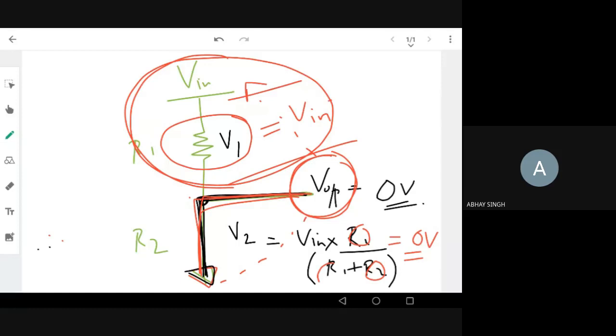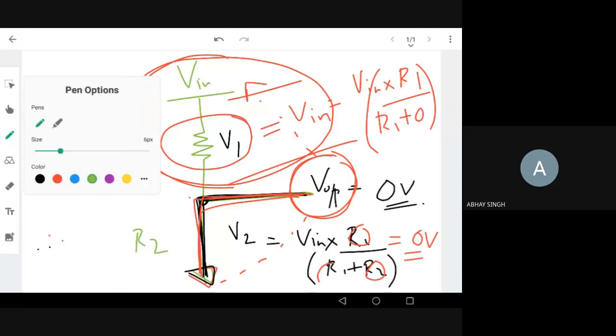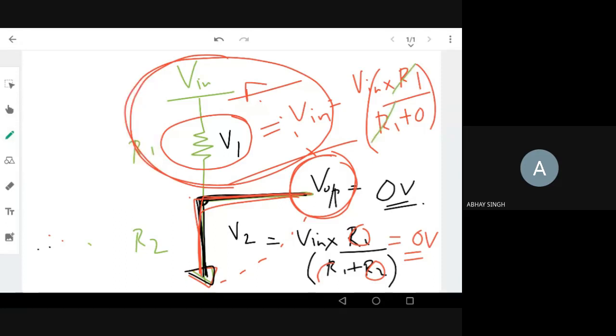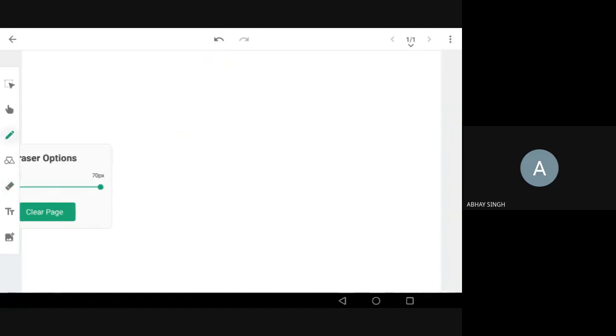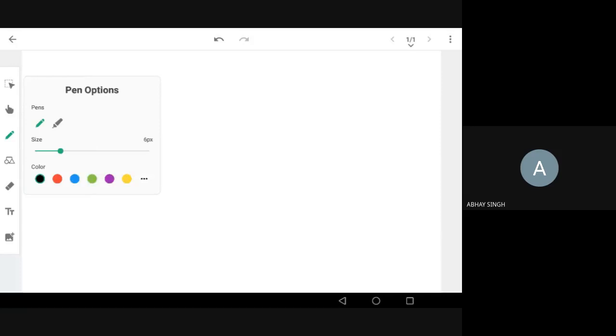If we get the equation, V1 equals V input into R1 divided by R1 plus R2, and R2 is 0. So R1 cancels out, and we have V in. So all of V in is going to come across R1. Okay. So this kind of thing you have to be familiar with, not only algebraically but in an intuitive way. Another important thing is the resistance divider current.